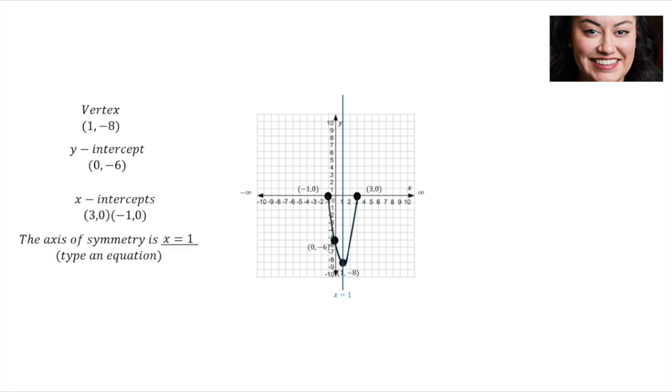We'll next look for our domain, and because our graph will go on forever towards negative infinity and positive infinity, this means that our domain for our graph is negative to positive infinity.